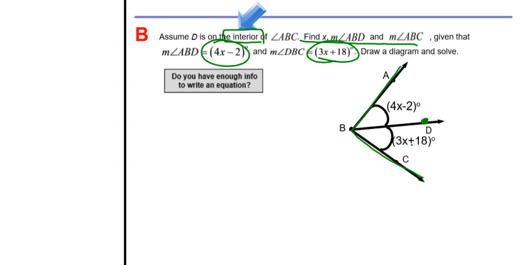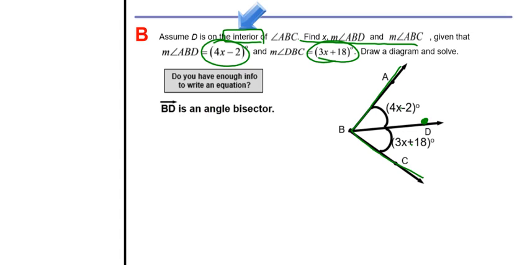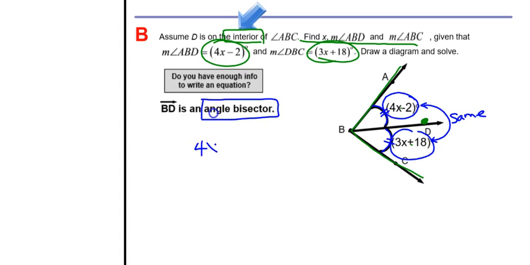The question is, do we have enough information to solve this problem? The way the problem is written, we don't have enough information right now. But if we assume that BD is an angle bisector, again, another important geometry word, then we can put these marks that we have on here. Those angles are equal. That means that this guy and this guy have to be the same measure. That gives us the equation 4x minus 2 equals 3x plus 18.